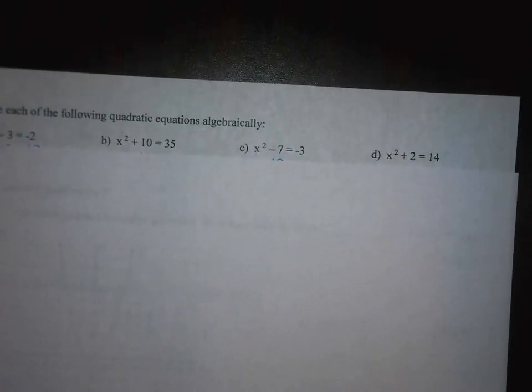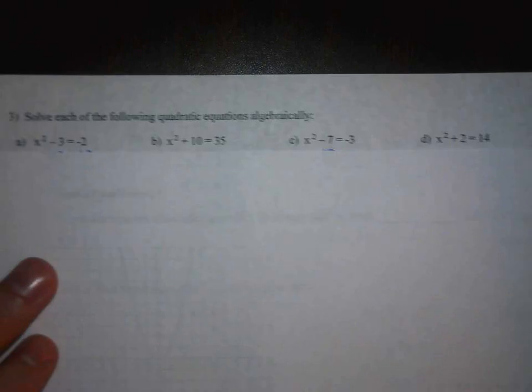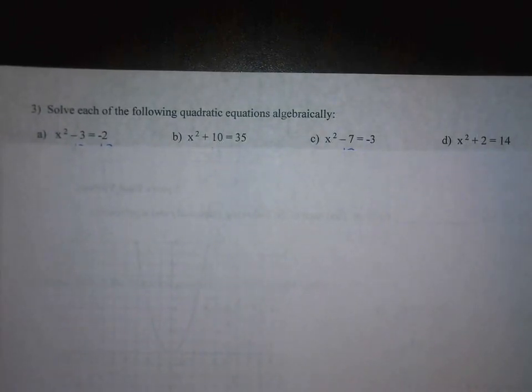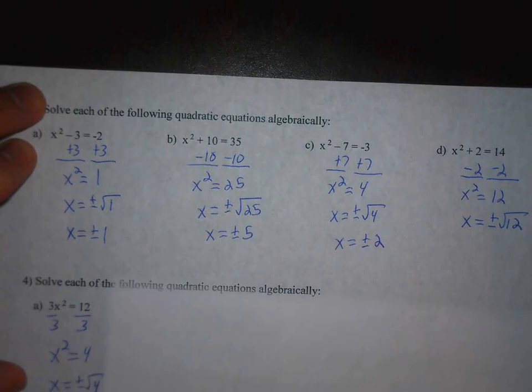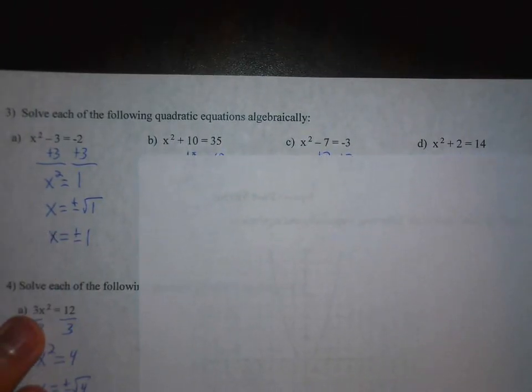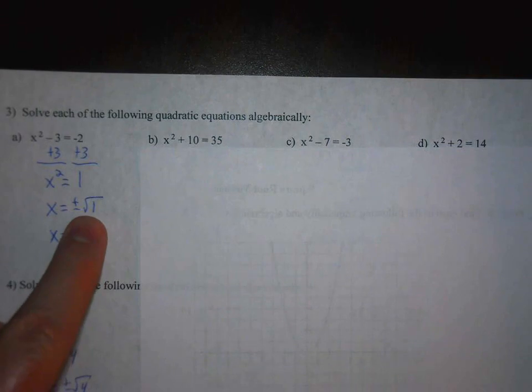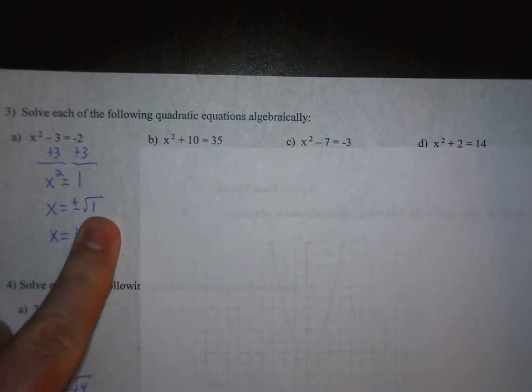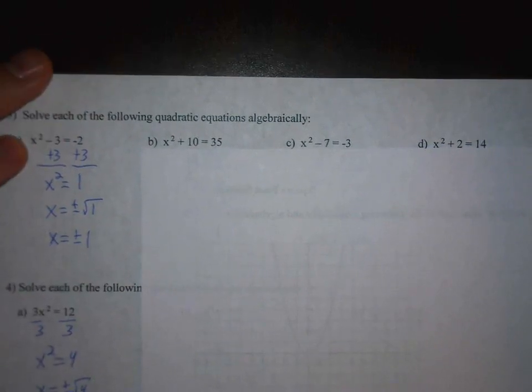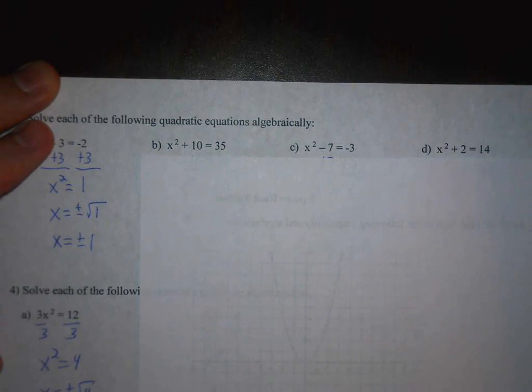Okay, on the second page, there's just several more to try, and this is pretty much you trying these. Make sure that you isolate the x squared term first. So in number 3, part A, we have to add the 3 first. So x squared equals 1, and then you can go through and solve that. Again, I'm showing that step of doing plus or minus the square root of the number as an intermediate step, so make sure you show that. And then if you pause the video and try through part D, I'll put the answers up, and then we'll go on to the next part.